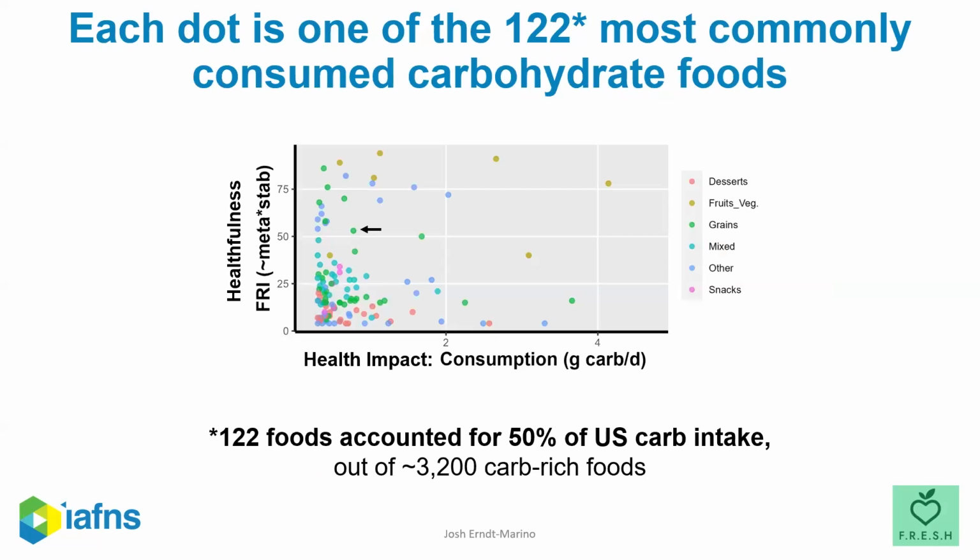Zooming out a little bit and looking at more than just whole wheat bread, now we see that each dot is one of 122 of the most commonly consumed carbohydrate-rich foods in the United States. The colors are mapped to the level 1 food categories present in the database. And now what we're going to do with this chart is start to overlay some key healthfulness regions to help improve the interpretation.